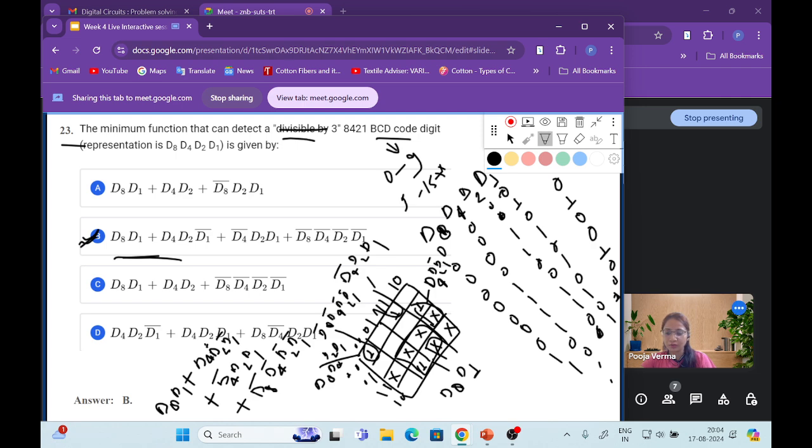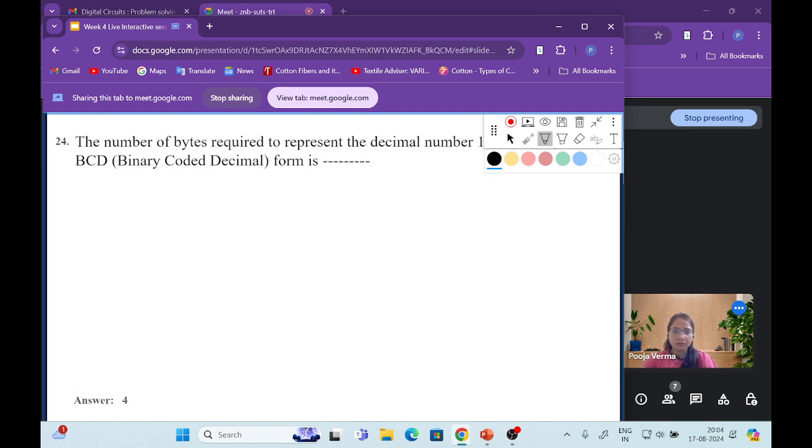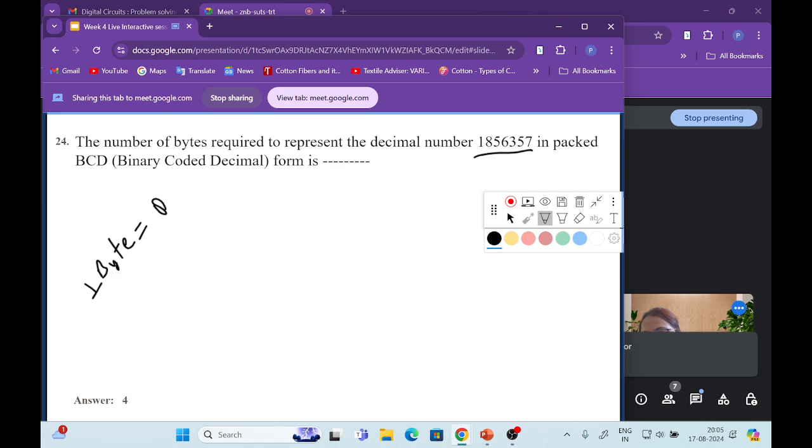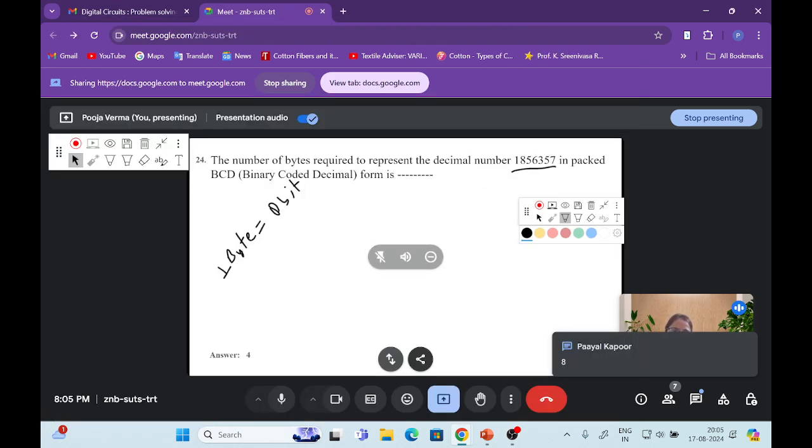Okay. Moving to the next question. So next question is: the number of bytes required to represent the decimal number 1856757 in packed BCD, binary coded decimal form. So number of bytes required. So 1 byte is equal to how many bits? We already know that 1 byte is equal to 8 bits.